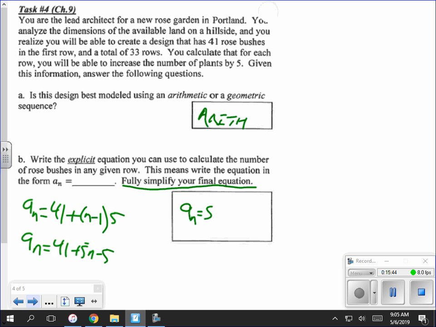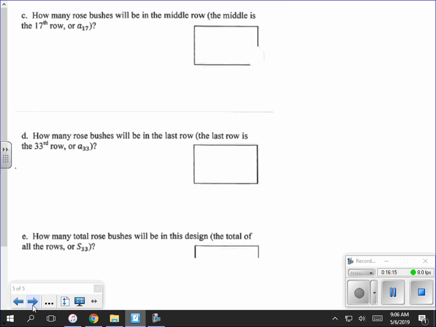A sub n is equal to 5n plus 36. 41 minus 5 is 36. And you have to give it to me in that form. Notice that the number being added is not how many there are in the first row. Many people just assumed it was on the test you took. Do not make an assumption. Okay. So 5n plus 36, that's my formula. I'm writing it down because I had to switch to the next page. You should have that written down already.